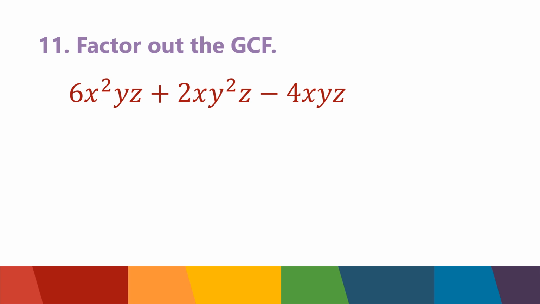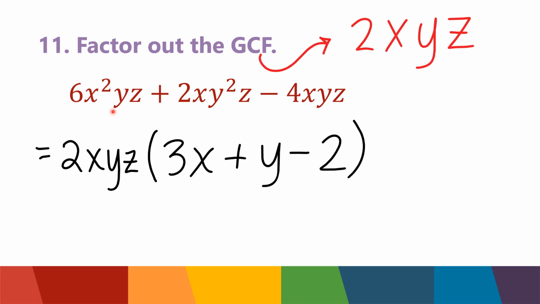All right, last factor out the GCF example, I think, is 6x squared yz plus 2xy squared z minus 4xyz. All right, so look at your numbers, 6, 2, 4. What do those have in common? What factor? Yeah, 2 goes into all those. And what about the variables? They each have an x, they each have a y, and they each have a z. So we're going to pull out 2xyz.